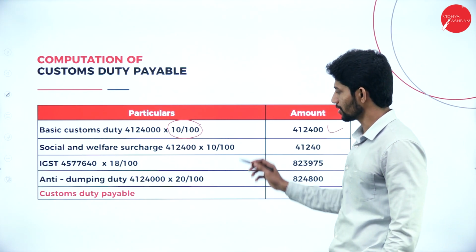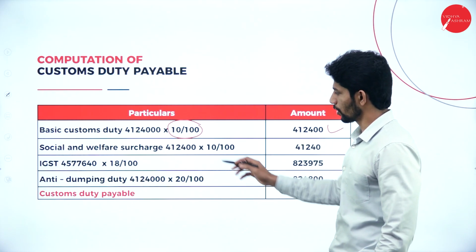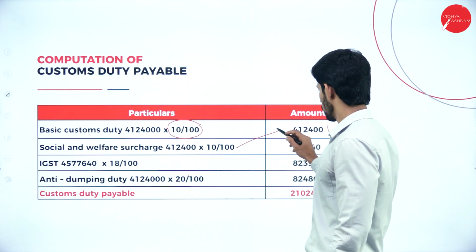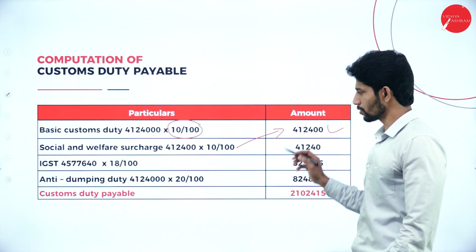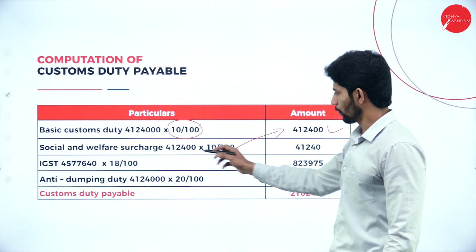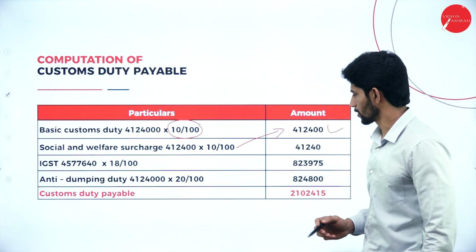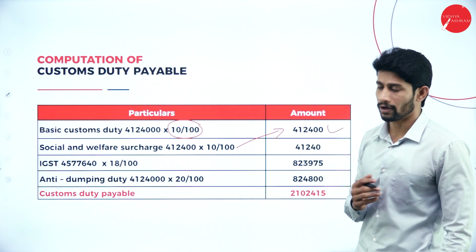Next, social and welfare surcharge, 10% constant. So on what are we supposed to compute? We are supposed to compute on the basic customs duty. So 4,12,400 into 10%. You will get 41,240.